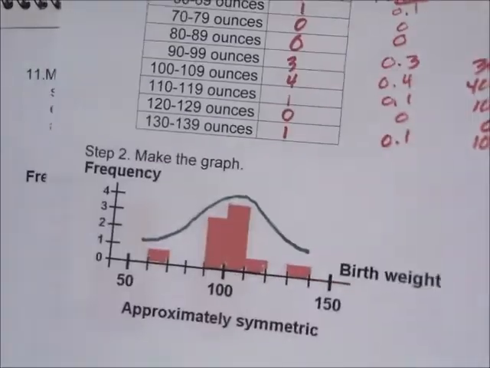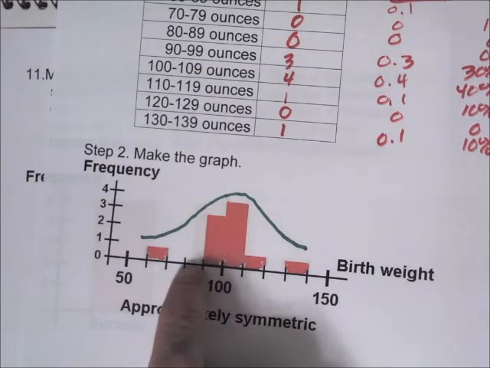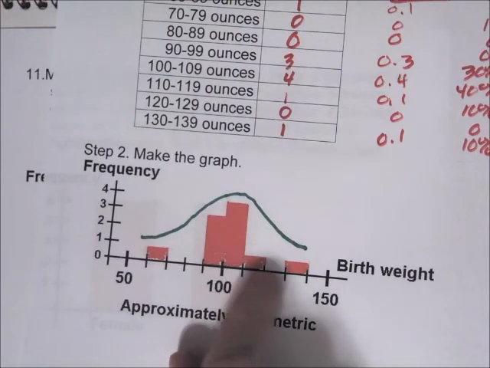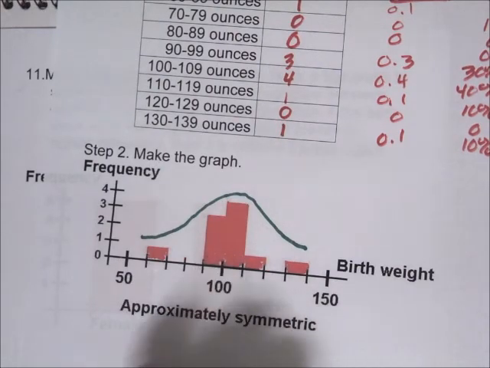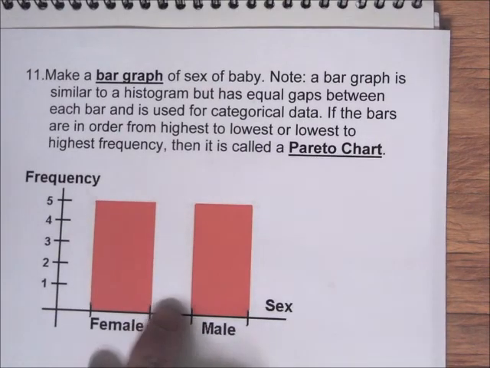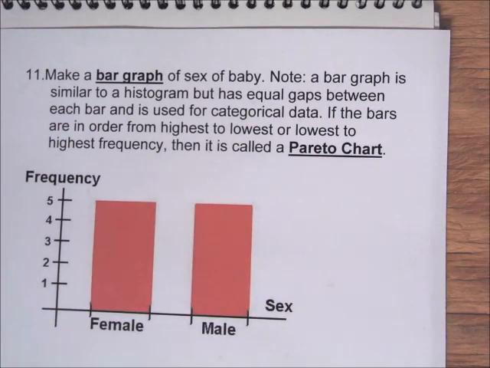The histogram is for a numerical scale, and we have some gaps because we don't have any babies there, but there's not necessarily equal size gaps between each bar. For categorical data, leave equal size gaps between each bar. If the bars are in order from the tallest to the shortest, or shortest to tallest, it's called a Pareto chart.